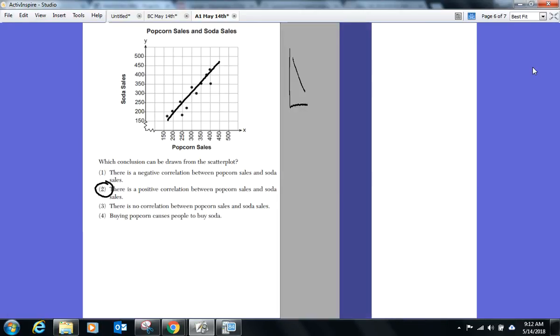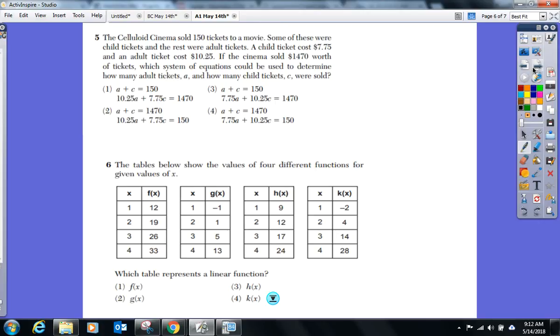All right, celluloid cinema. That's not the best name I would put for a cinema, but I'll let you read through this and see what you think, all right? 150 tickets total. You know what a child ticket costs and what an adult ticket costs, and they made $1,470. C for child, A for adult. Which two equations would work?